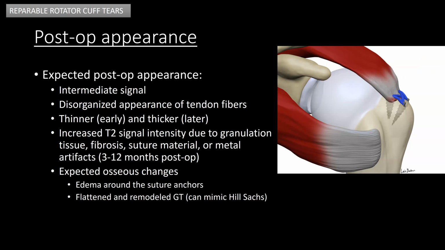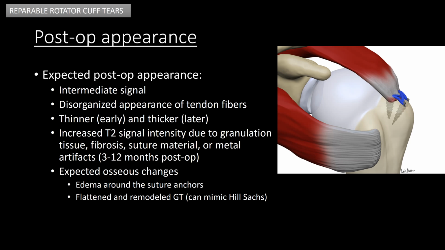So what is the expected post-op appearance? The expected appearance of the post-op rotator cuff tendon is variable and depends on the stage and duration of the underlying disease process and the time interval between the MR imaging and surgery. One of the major challenges of evaluating repaired rotator cuff tendon tear is that the intermediate signal or a little bit of disorganized appearance of the tendon fibers can be an expected finding and does not necessarily indicate recurrent or residual disease, such as tendinosis or partial tear. And interestingly, they do not even correlate with the clinical outcome after surgery.